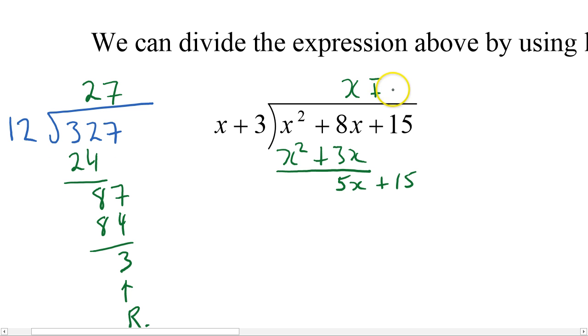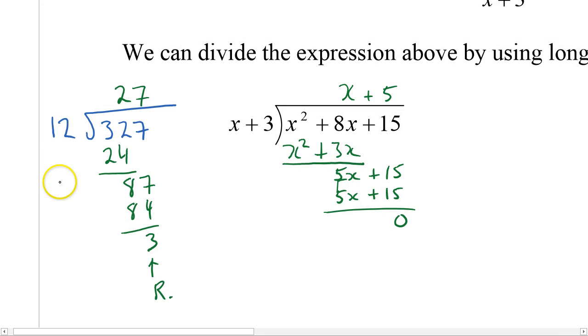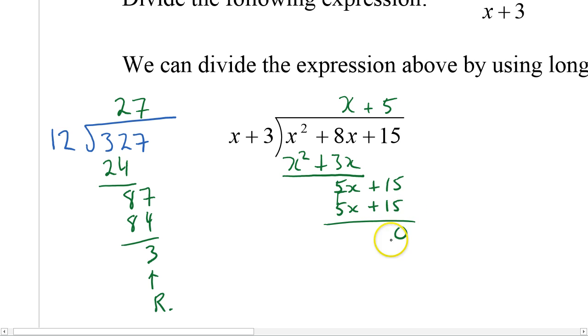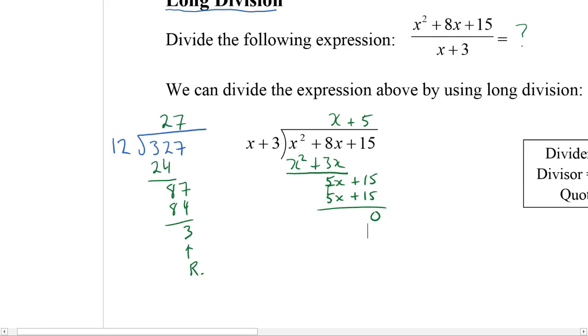So it goes 5 times, and it works out evenly because 5 times x plus 3 is 5x plus 15, and the subtraction gives 0. Okay, so in my example on the left, I had a remainder of 3, and in this one I had a remainder of 0, so it worked out nicely.